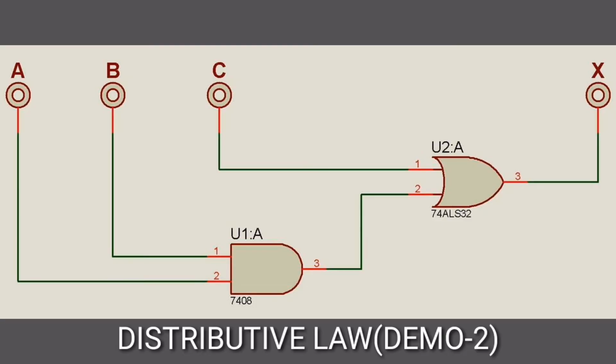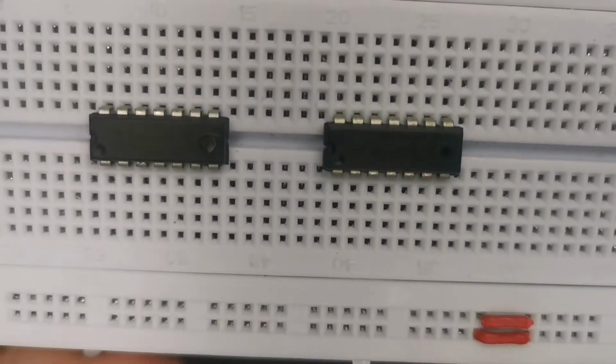By using this diagram, we will now construct the other distributive law circuit, naming it Demo 2.